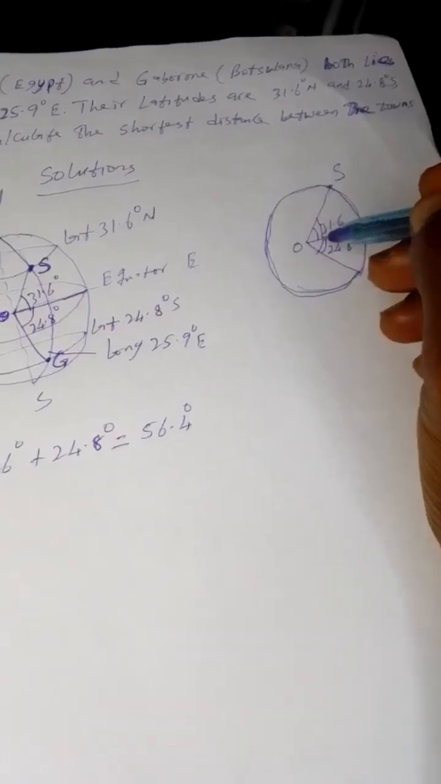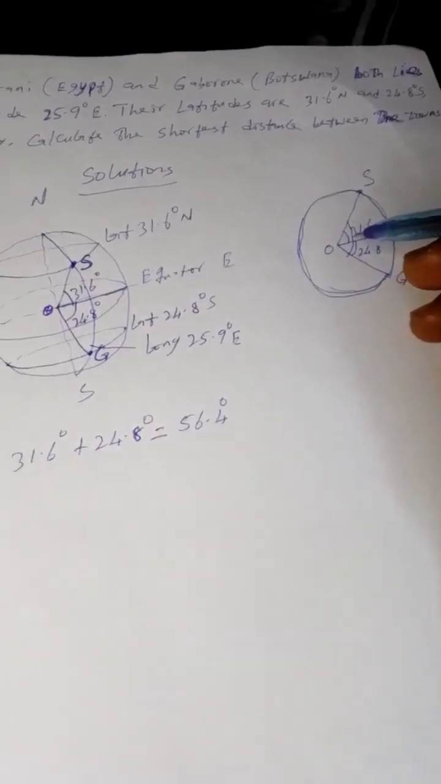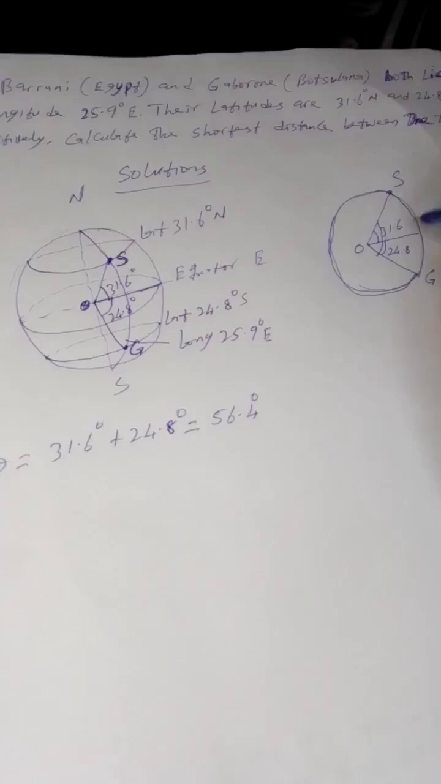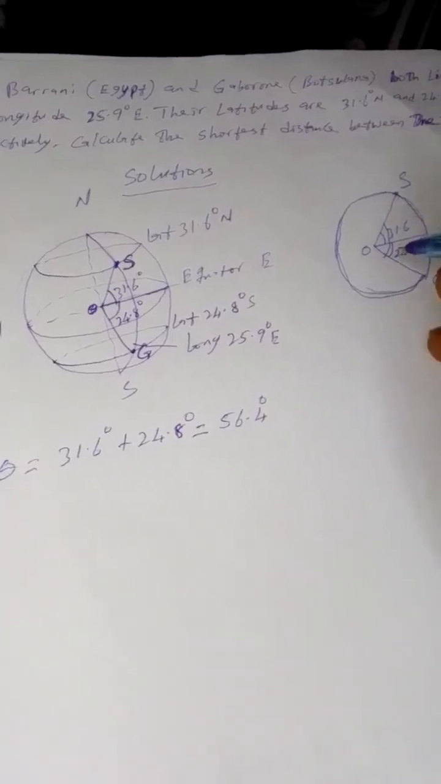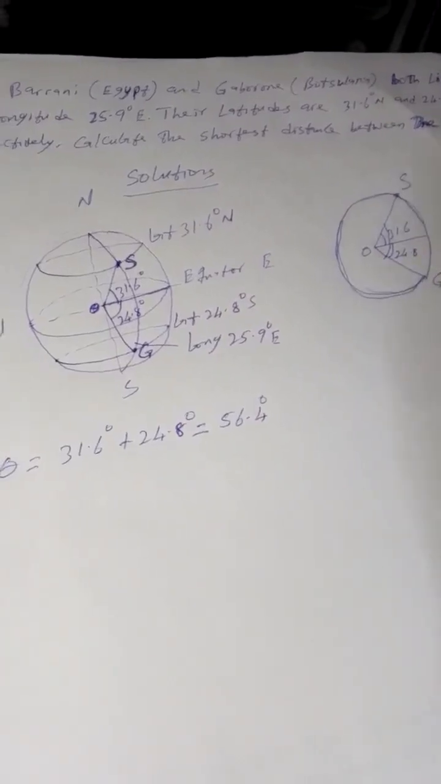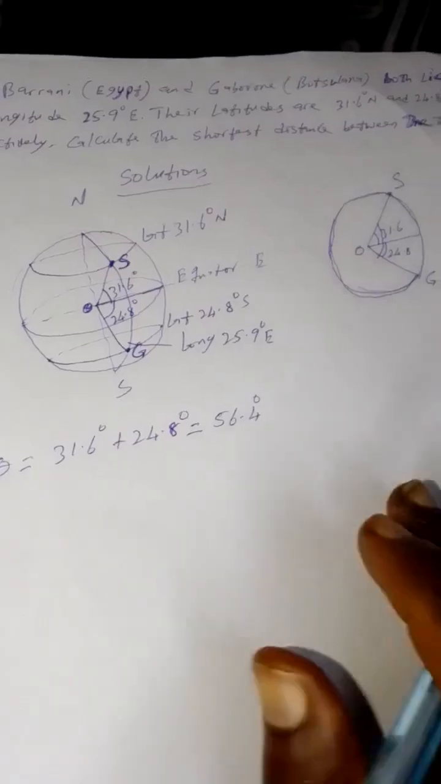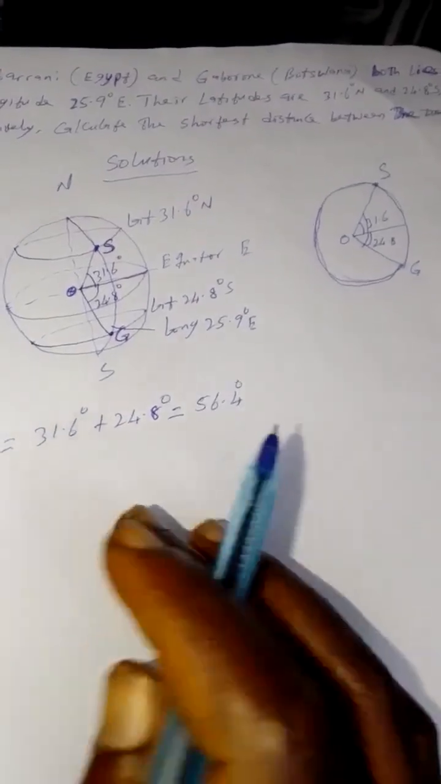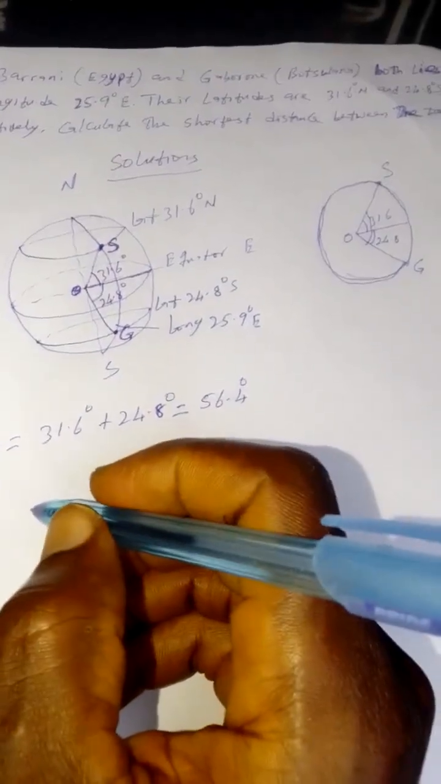When you are asked to find the shortest distance, just make sure your angle is not up to 180 degrees, because 180 is half of the angle at the center. When your angle is not up to 180, you are looking for the shortest. When your angle is above 180, that's the longest distance. And when your angle is exactly 180, you have neither long nor short, it is halfway.